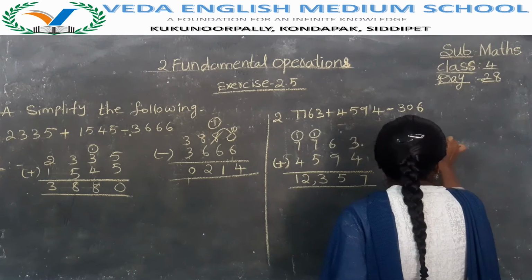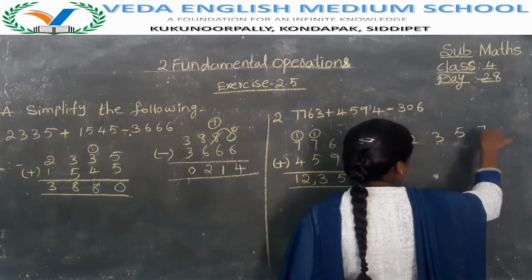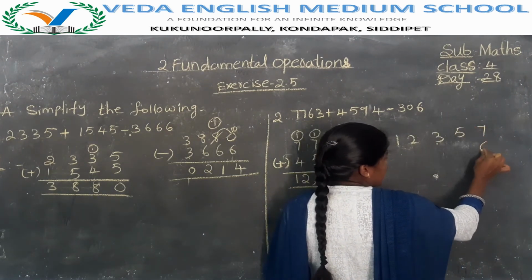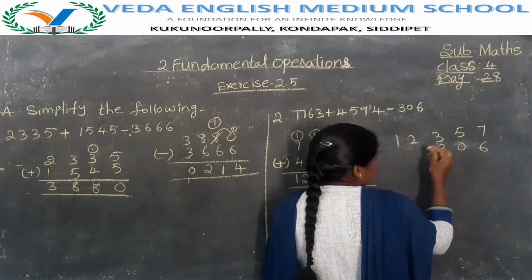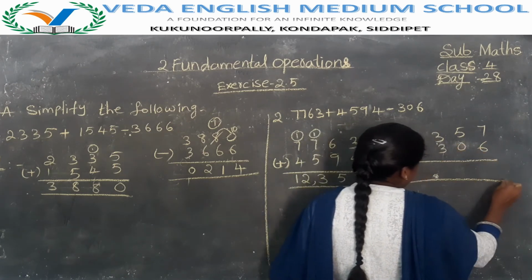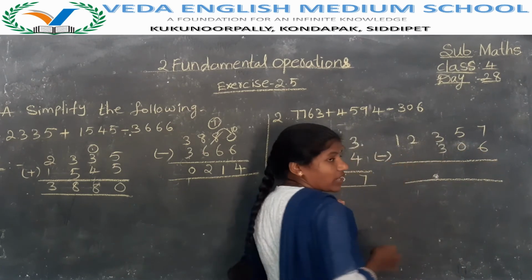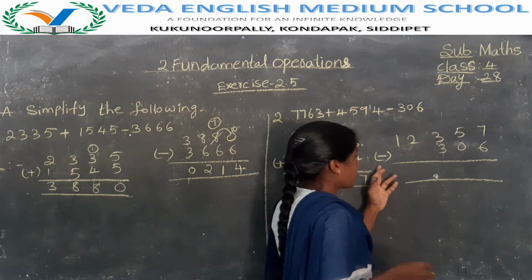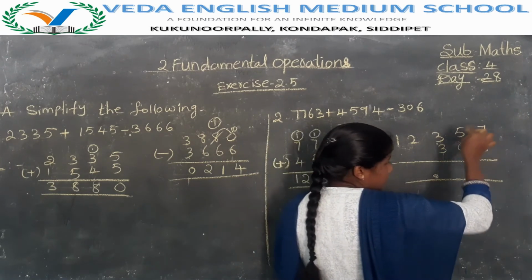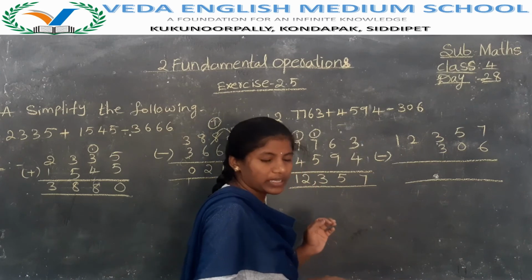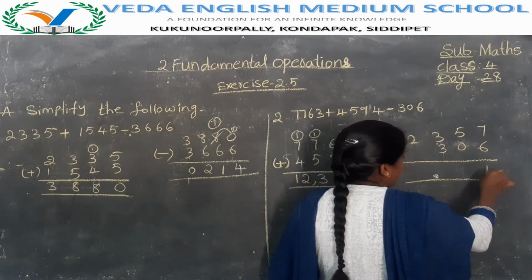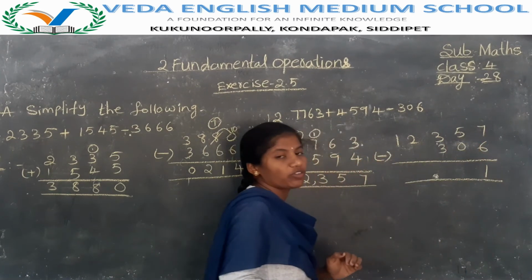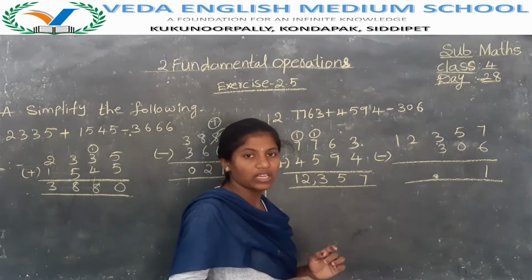1, 2, 3, 5, 7. We have to subtract 306: 6, 0, 3. Since we have to subtract, I wrote the minus symbol. 7 minus 6. Is 7 minus 6 possible? Yes. 7 minus 6 gives 1. Is 5 minus 0 possible?